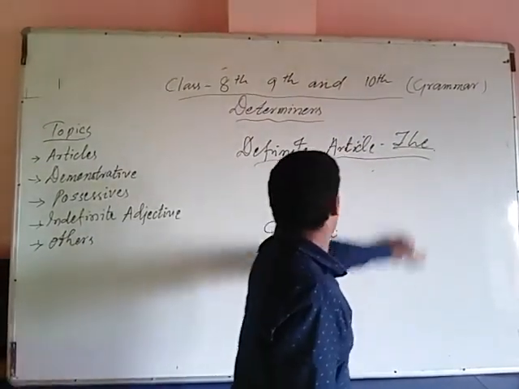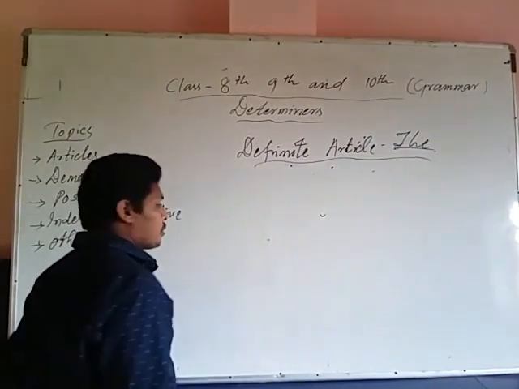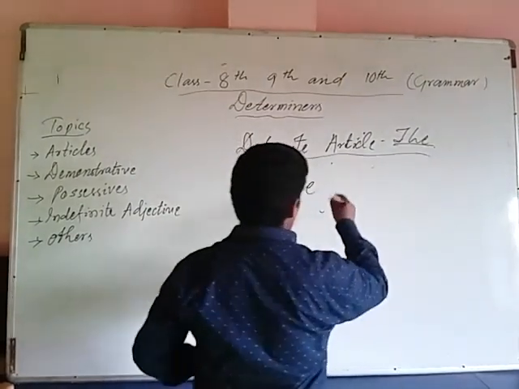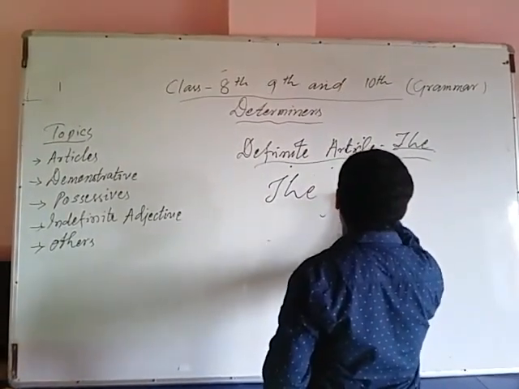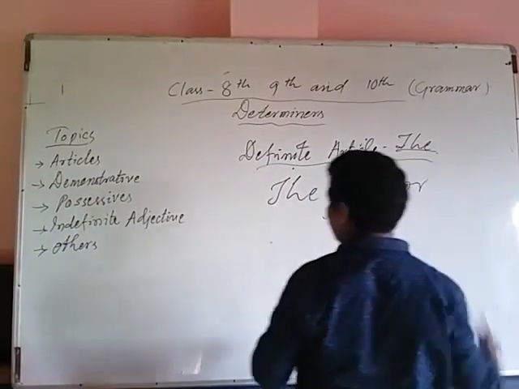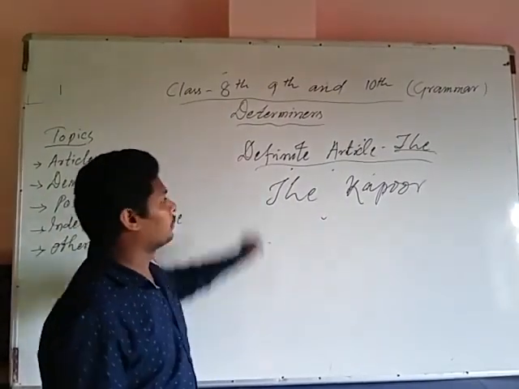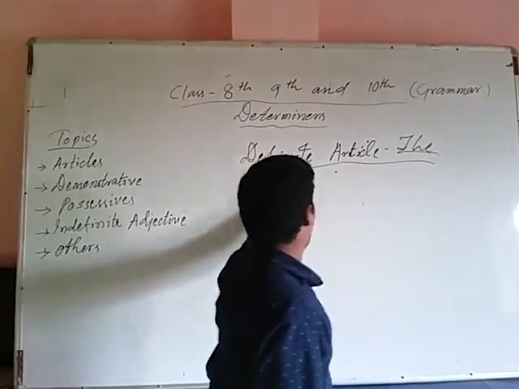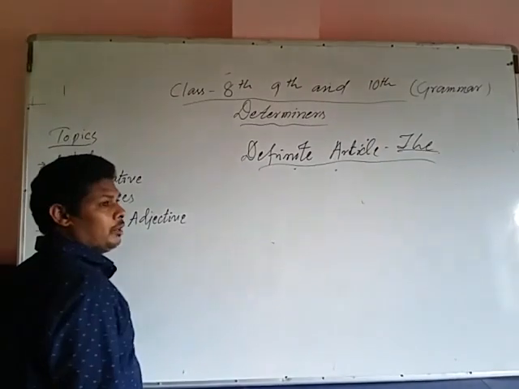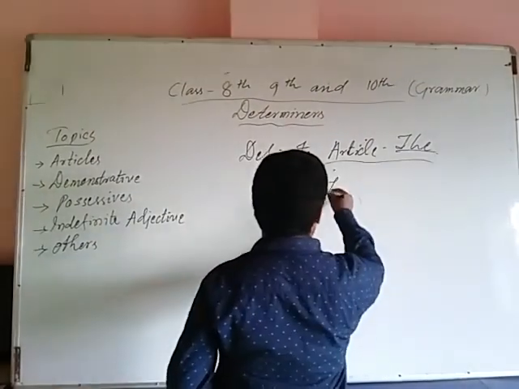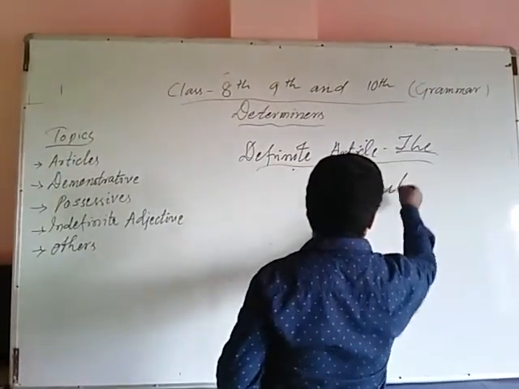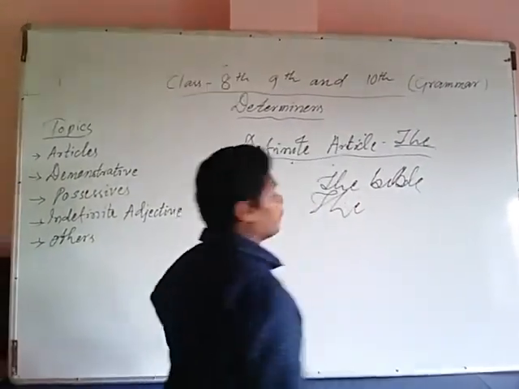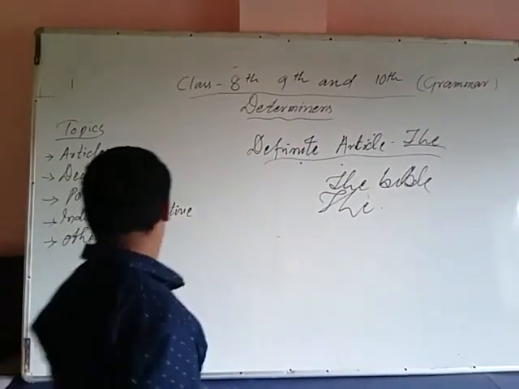Families, which define a class or a group of people, as well: the Kapoors' family, the Kapoors. Here also we can use the definite article. In the same way, it is used with the holy scriptures of any religion: the Bible, or the Gita. Like this we can use it with holy scriptures also.